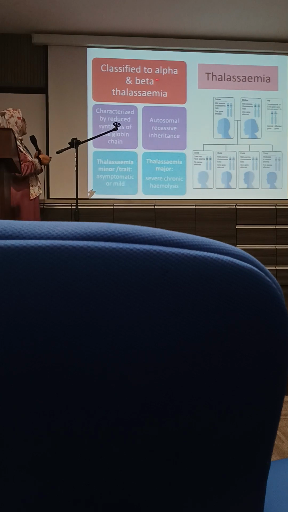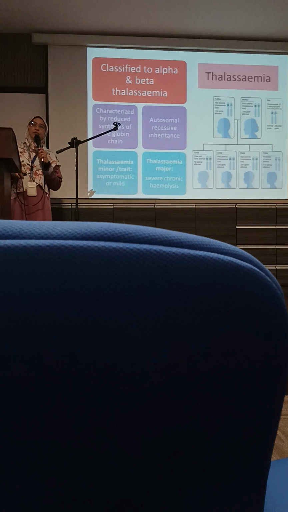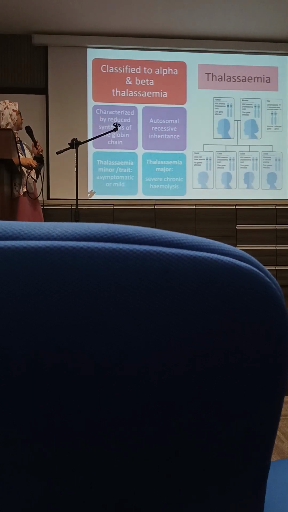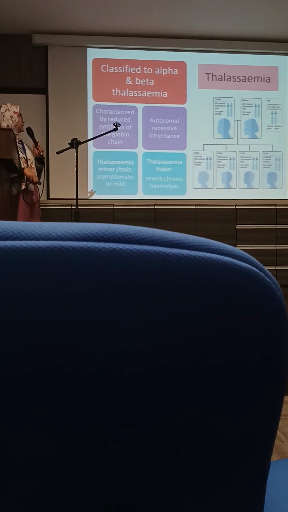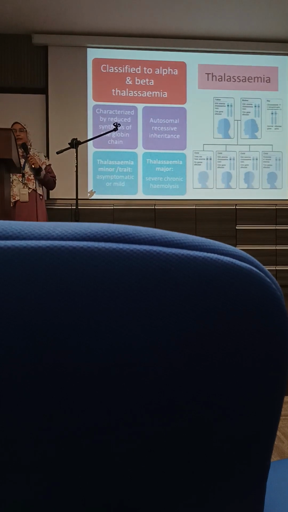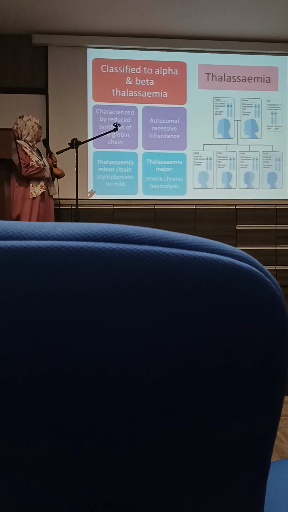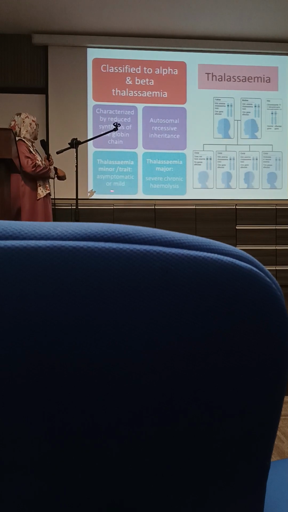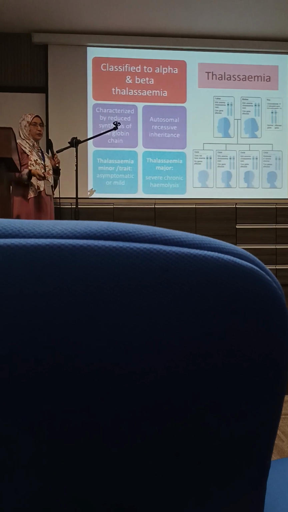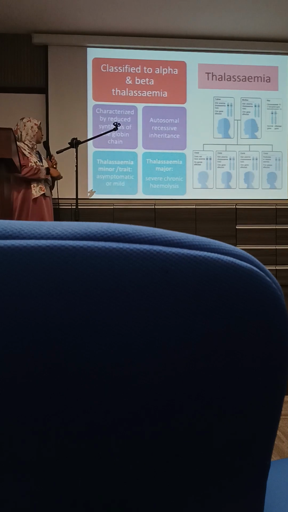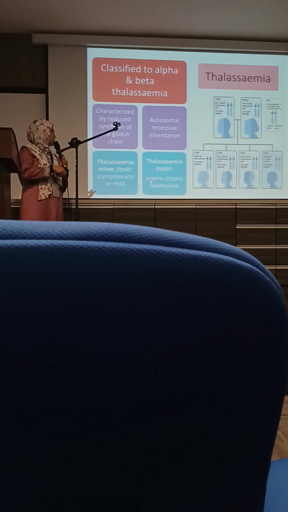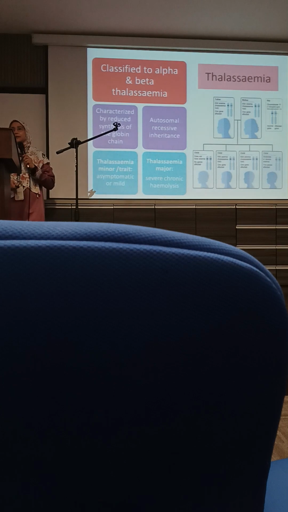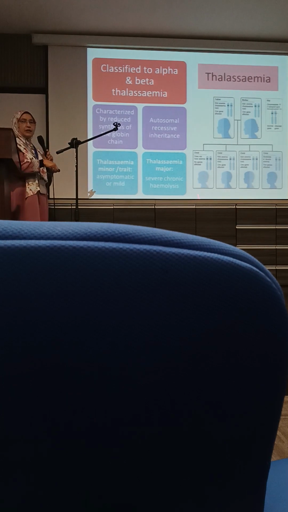So generally thalassemia is classified into alpha and beta. Thalassemia is characterized by reduced synthesis of the globin chain. If alpha is reduced, it is alpha thalassemia. If beta is reduced, it is beta thalassemia. It is an autosomal recessive inheritance. Thalassemia minor or trait is usually asymptomatic or mild. So you never know if you are a carrier because you are asymptomatic. Thalassemia major has severe chronic hemolysis. The inheritance pattern you have learned already, Mendelian style.